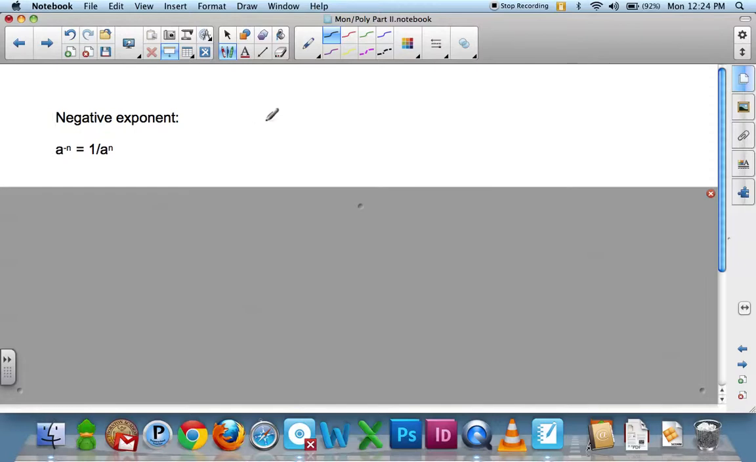So if, for instance, we just had a simple x to the negative 2 power, we always know that if we have a whole number, it's always written over 1. So what happens is this negative 2 makes it drop down to the denominator, and they basically switch places. So whatever's in the denominator is now going to be in the numerator, and so forth. So in this case, you're just going to have 1 over x squared.